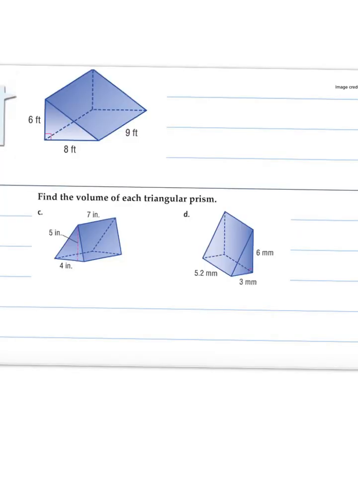All right, I'm going to do this top one with you, and then you can try the bottom two on your own. So the volume equals the area of the base times the height. Well, the base is a triangle, and to find it, we have to find the area of this triangle. And to find the area of a triangle, again, is half times base times height.